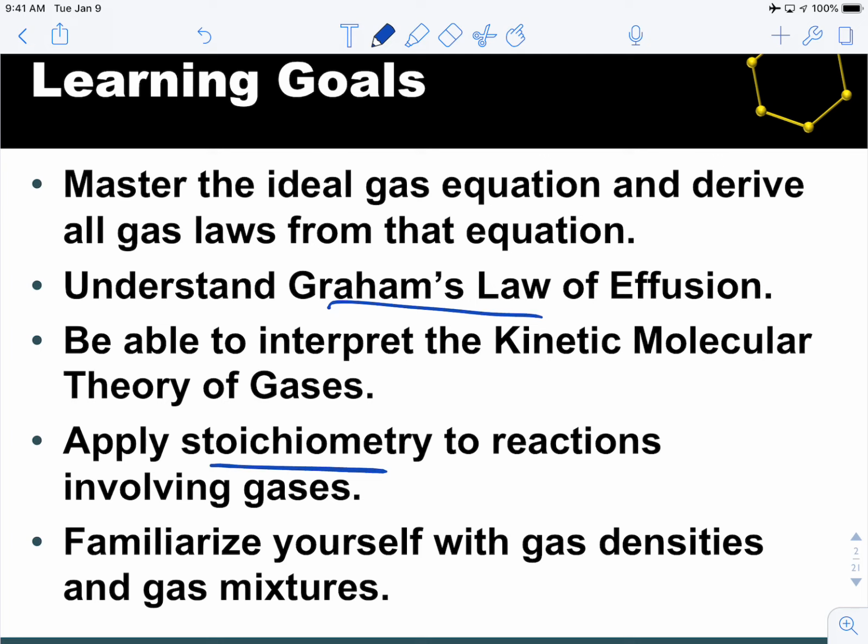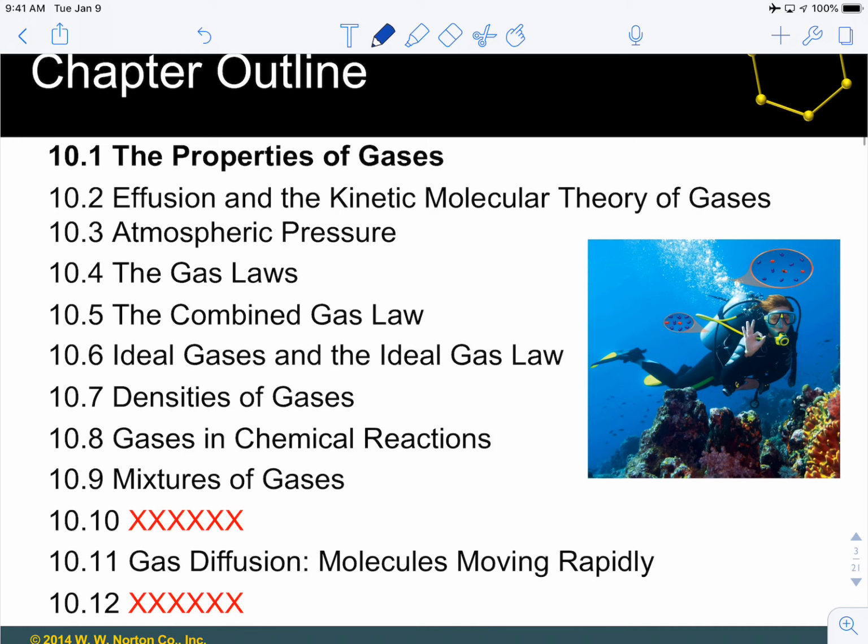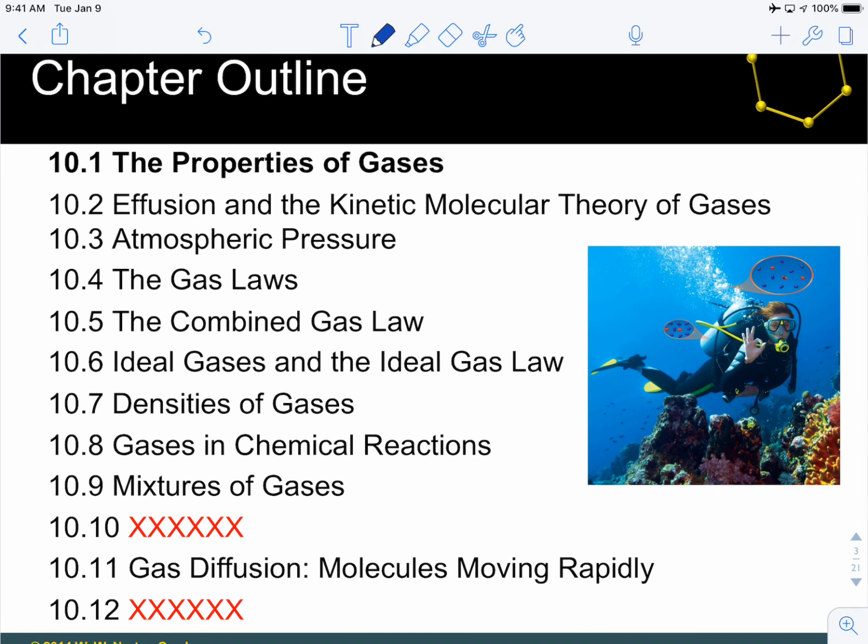And we'll also be calculating the density of gas mixtures, as something that can also be derived from the ideal gas equation. So if you get comfortable with that equation, you can go a long way to solving a lot of gas law problems. So here's the chapter.